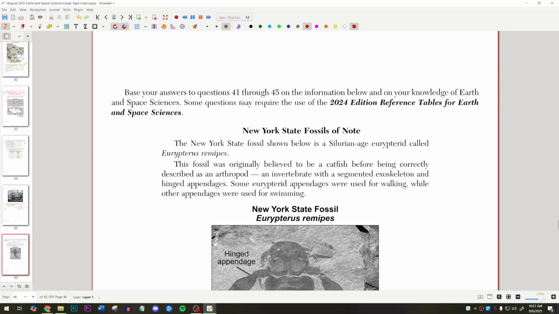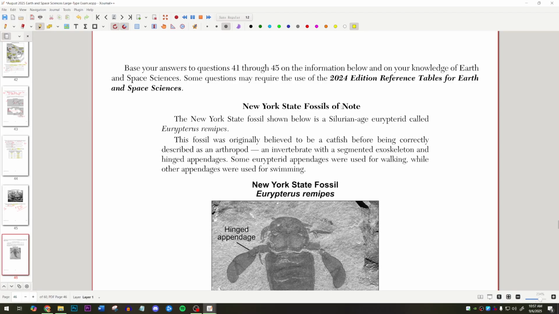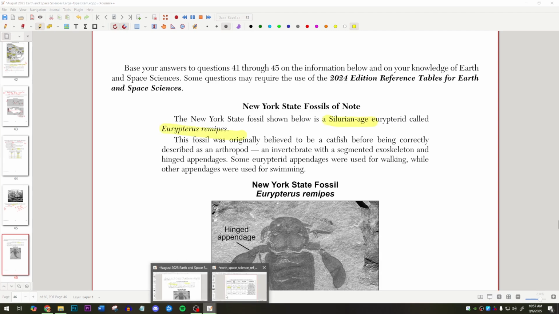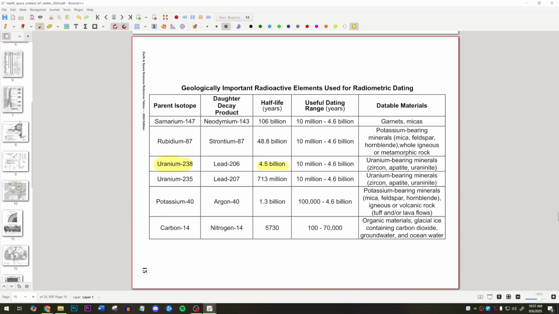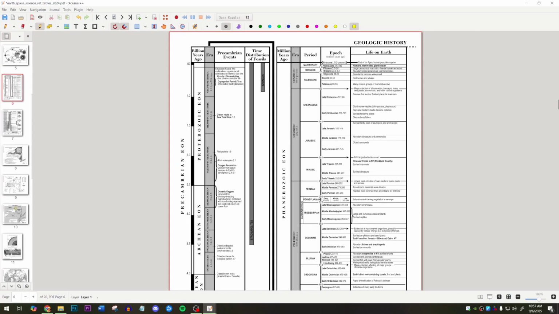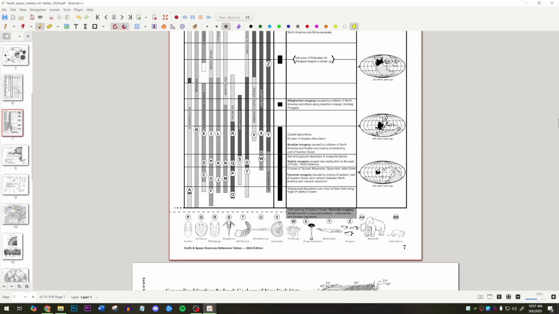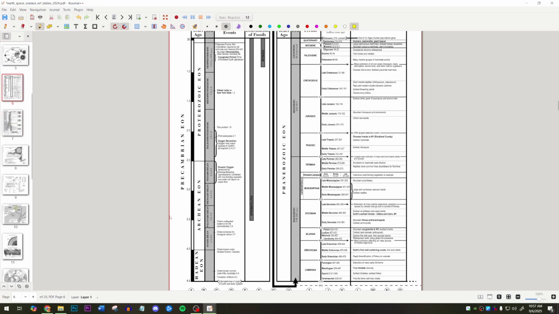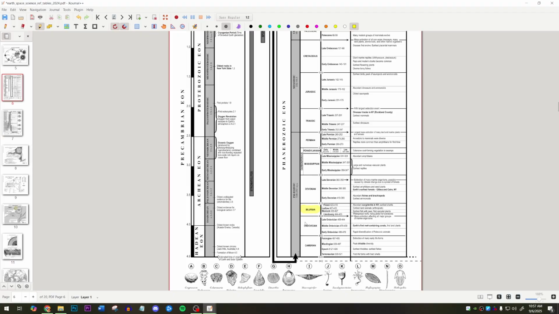Base your answers for 41 through 45 on the information below. New York State fossils of note. The New York State fossil below is a Silurian age Eurypterid called Eurypterus remipes. This fossil, first of all, Silurian, and then a fossil, I would be going to my reference table and being like, okay, we're probably on this chart. Yeah, so there's my Eurypterus here, and we're in the Silurian, so maybe some point here. But who knows, maybe we don't need it.